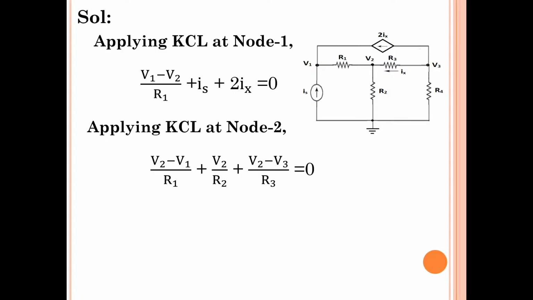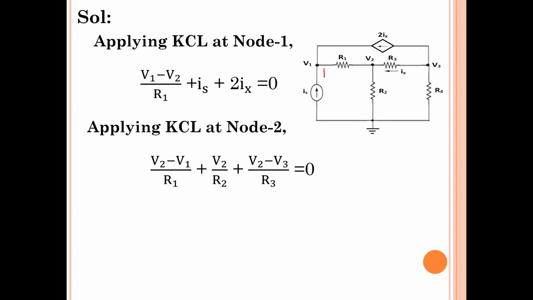Now apply Kirchhoff's current law at node 1. So where is node 1? This is node 1. I didn't write node 1, 2, 3; it would be better to write them. Okay, apply Kirchhoff's current law. So here I didn't mention any directions. Okay, you can assume directions.